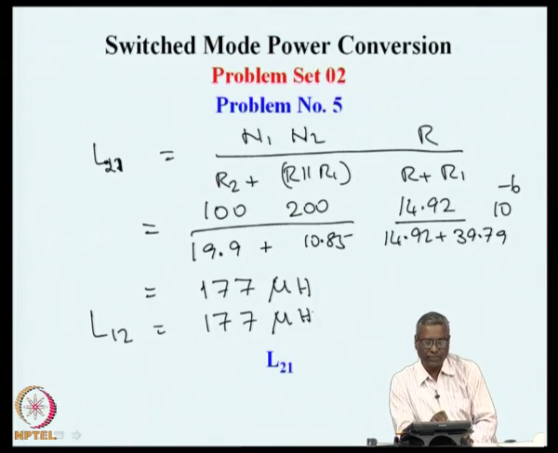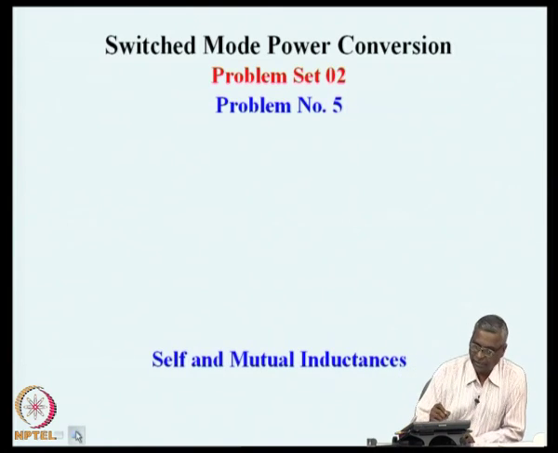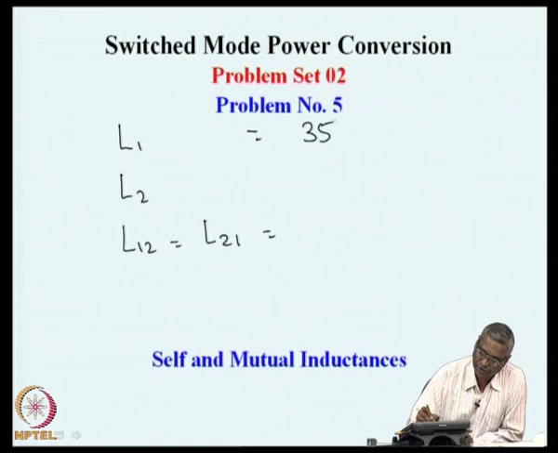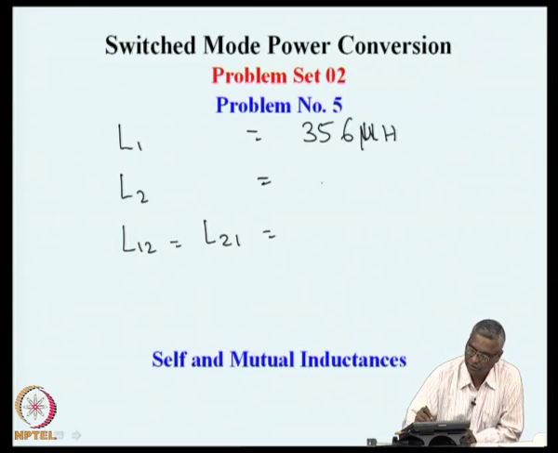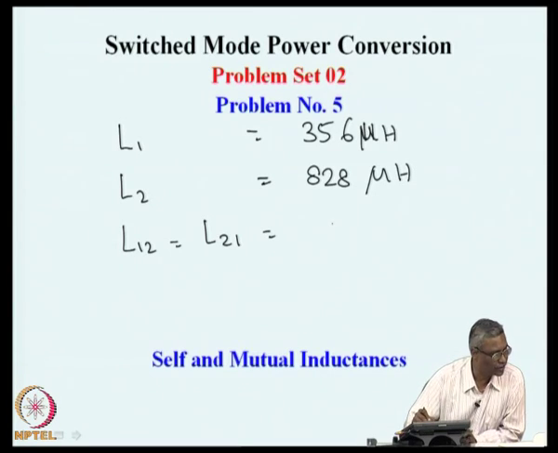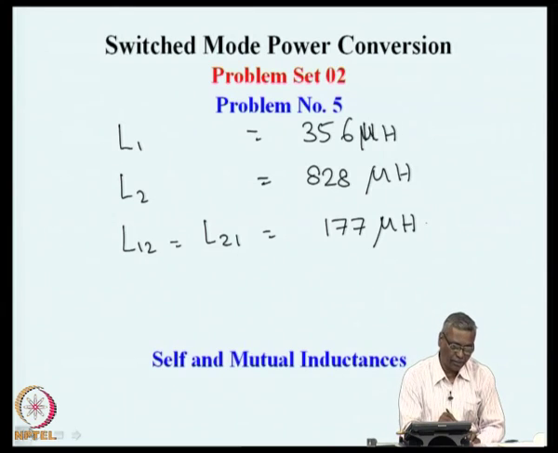So, in linear circuits this will always be so, that the mutual inductance of 1 and 2 will be the same as the mutual inductance of 2 and 1. We had seen this self and mutual inductance: 356 microhenry, and the second one was 828 microhenry, and the mutual inductance was 177 microhenry.